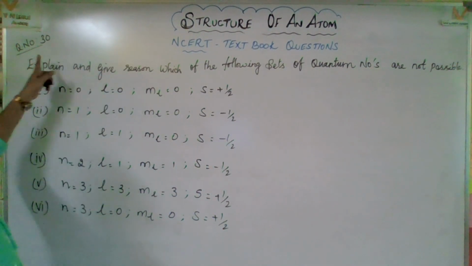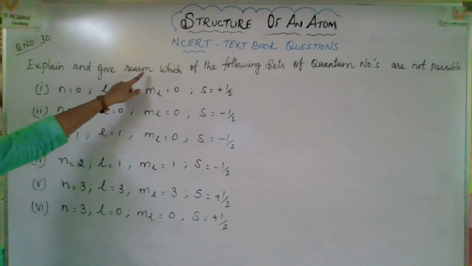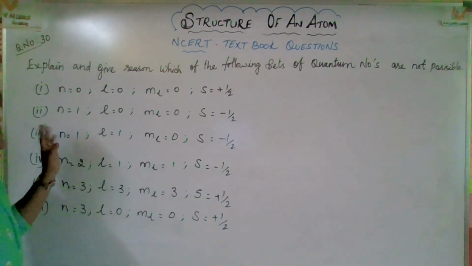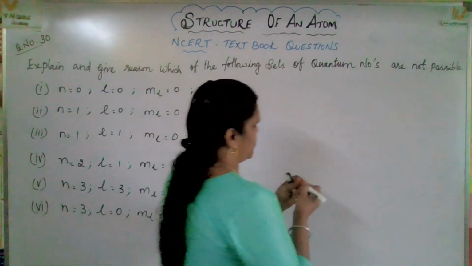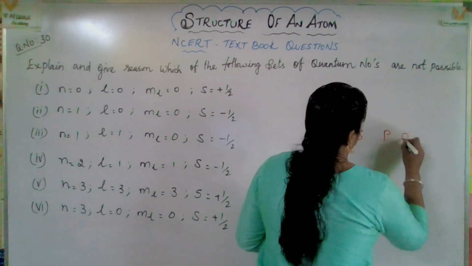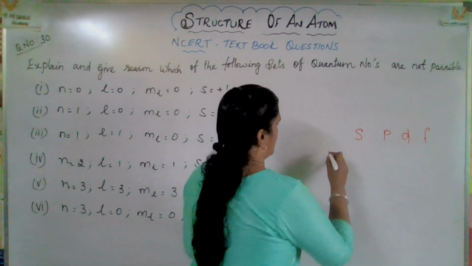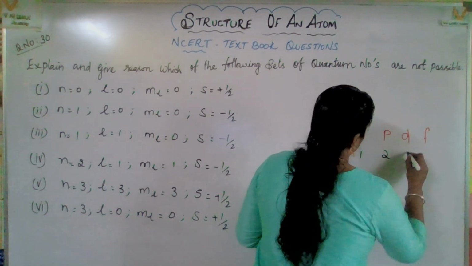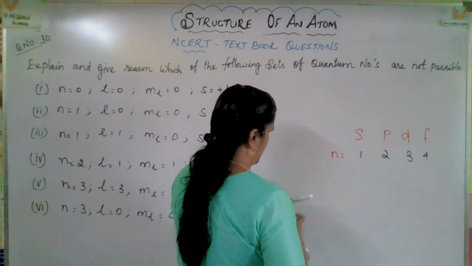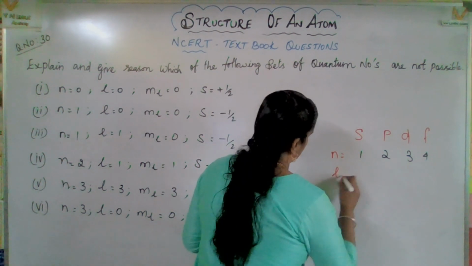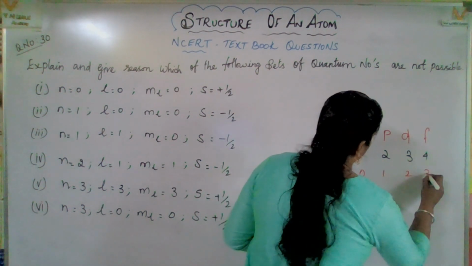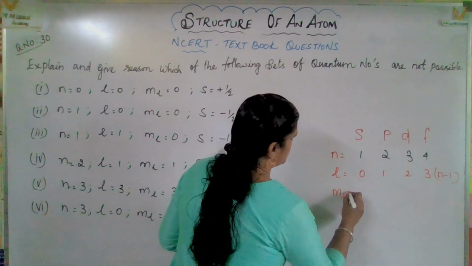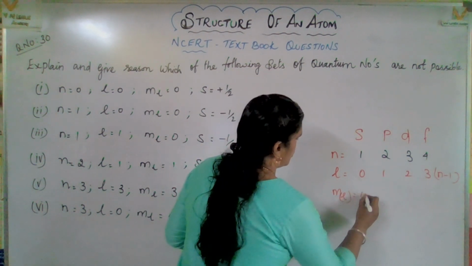Let us see another question. 30th question: explain and give reason which of the following sets of quantum numbers are not possible. See, that is what I just mentioned over here. s, p, d and f, and n equals 1, 2, 3 and 4, and here l equals 0, 1, 2, 3, that is n minus 1, and m equals 0.